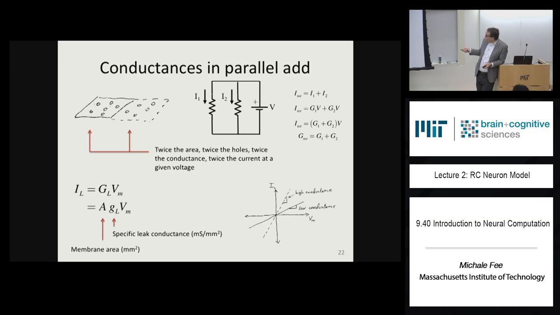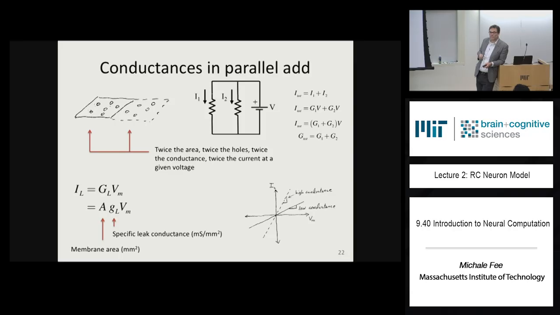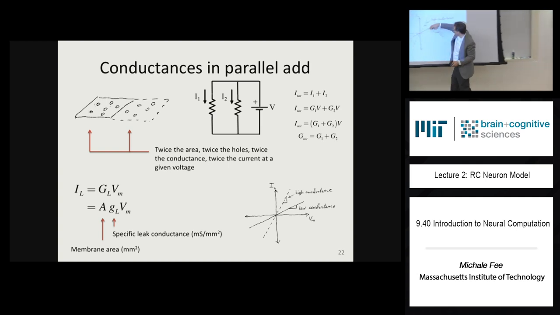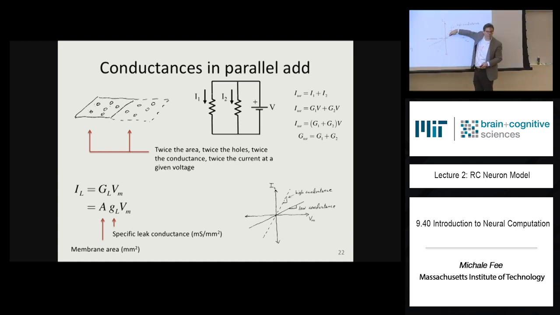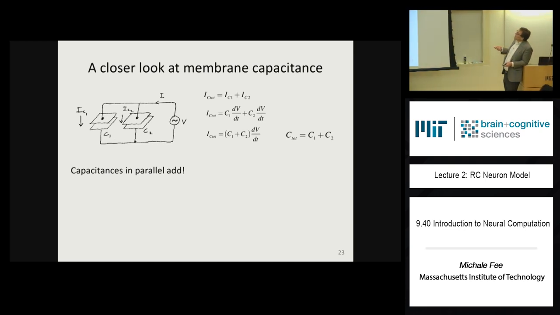And you can see that for a low conductance, G is small, so the slope is small. For high conductance, you get a lot of current for a little bit of voltage, and so the slope is steeper. Okay, so if you plot current versus voltage, you get a curve, and the slope of that curve is just equal to the conductance.